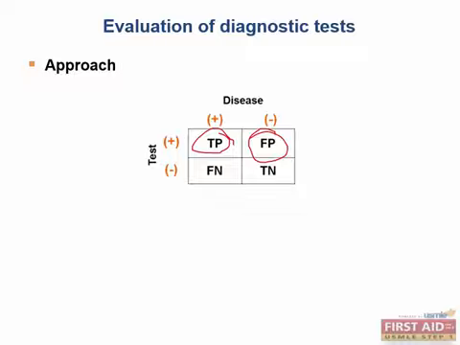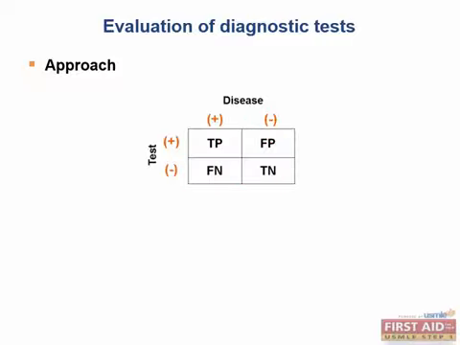Likewise, a false negative is when a patient has a disease, but the test is unable to pick it up, so it says the patient does not have a disease. And lastly, of course, a true negative is when the patient doesn't have a disease and the test accurately says that they don't have a disease. So looking at this table, we see that true positives and true negatives are when the test is accurate. It actually reflects the reality of the patient's health status. Whereas false positives and false negatives are when the tests are inaccurate.